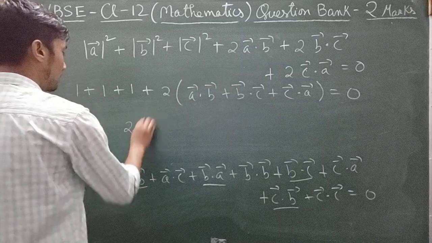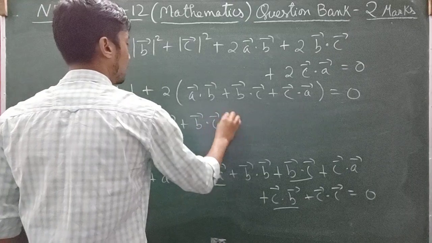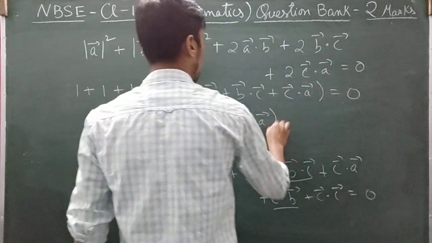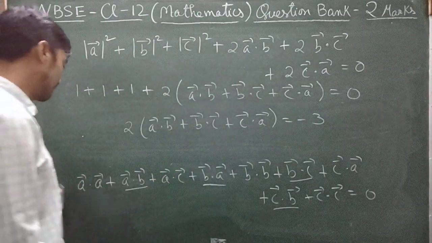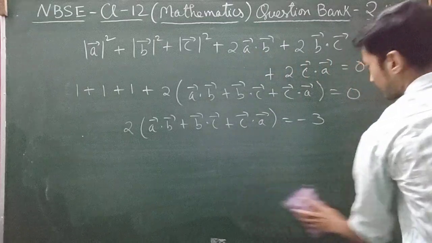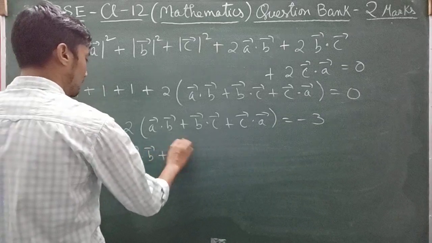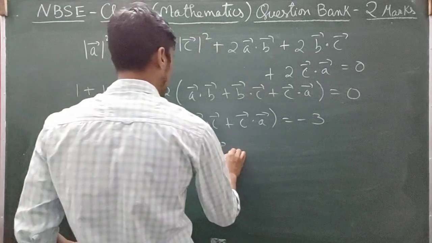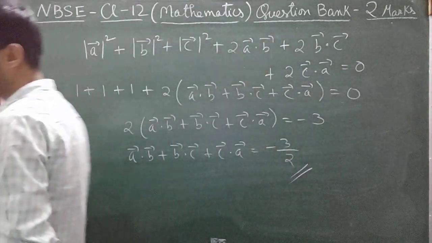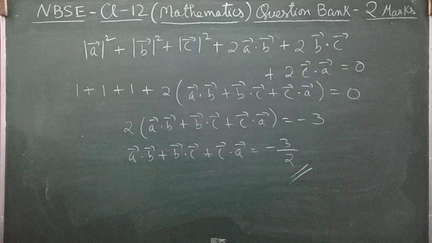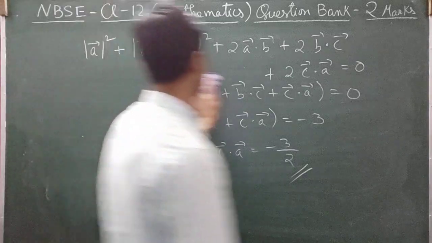So that's going to be twice of a dot b, b dot c, c dot a minus 3. 1 plus 1 plus 1, 3. Take it to the other side, minus 3. So that simply will be a dot b, b dot c, c dot a, this value is minus 3 by 2. Okay, alright, done. I'm rubbing it off.